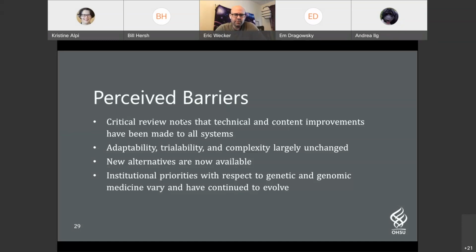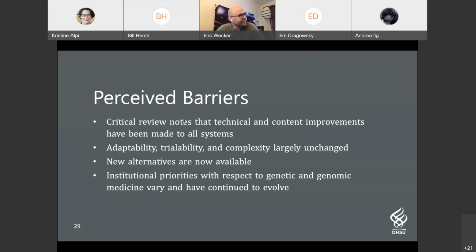So the critical review that the authors performed noted that there have been technical and content improvements to all three of these systems since the survey. In particular, the adaptability, trialability, and complexity of these systems is largely unchanged since then. There are new alternatives, so there are other competing systems that are available now that weren't at the time. And institutional priorities are different and they continue to change.